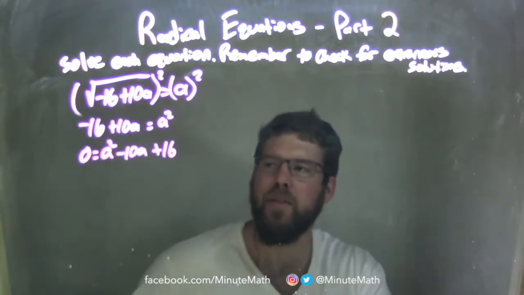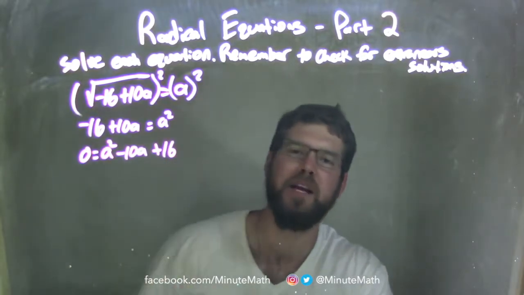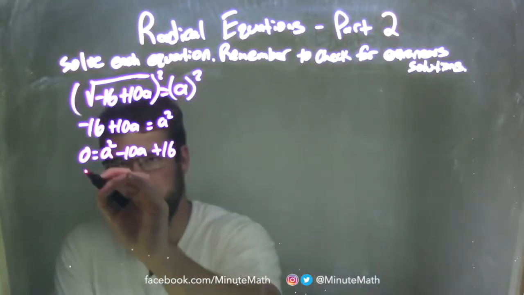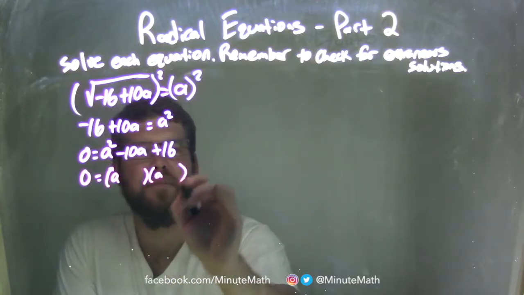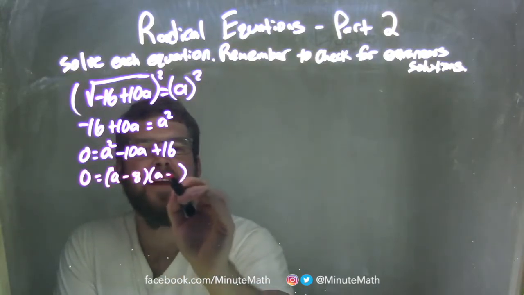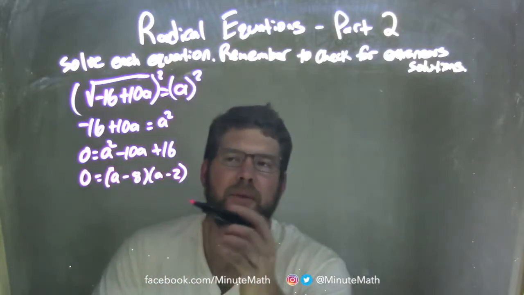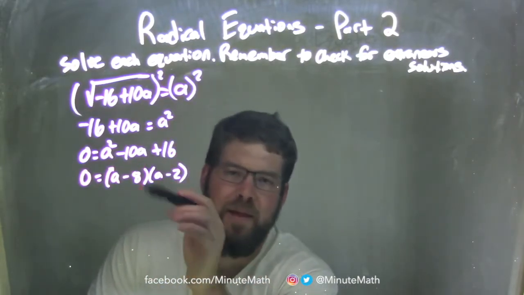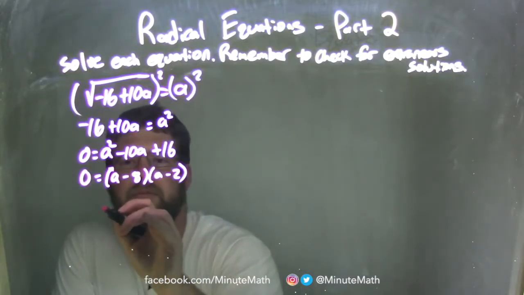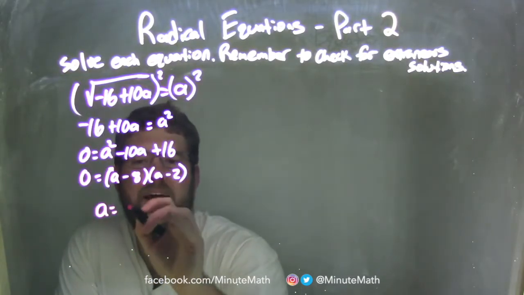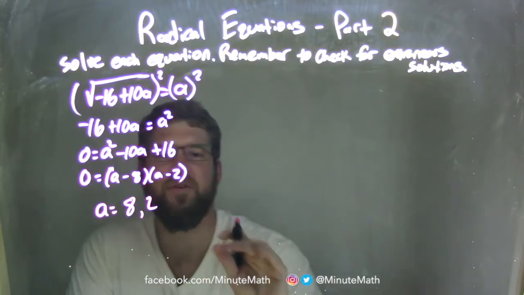Okay, so now we think to ourselves here, what two numbers multiplied to 16 add to be negative 10? That ends up being negative 8 and negative 2, right? Double negatives multiply to be positive, and they add together to be negative 10. Great. Set both parts equal to 0, so I'm left with our answer here and solving it. A equals 8 and a positive 2.